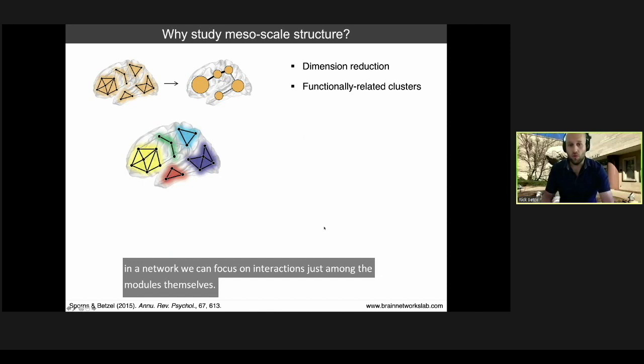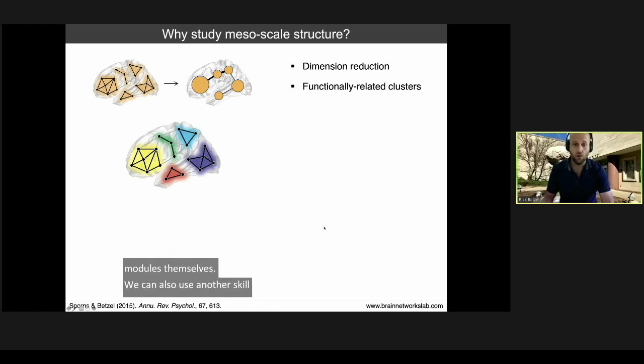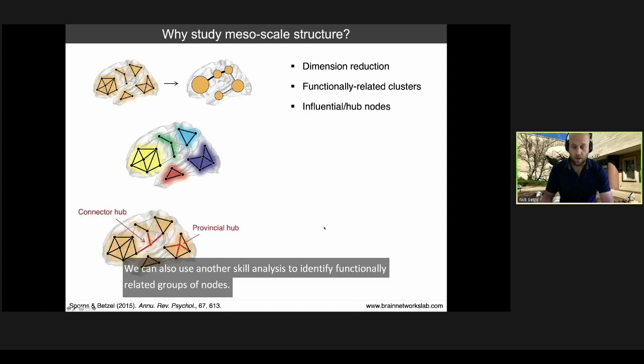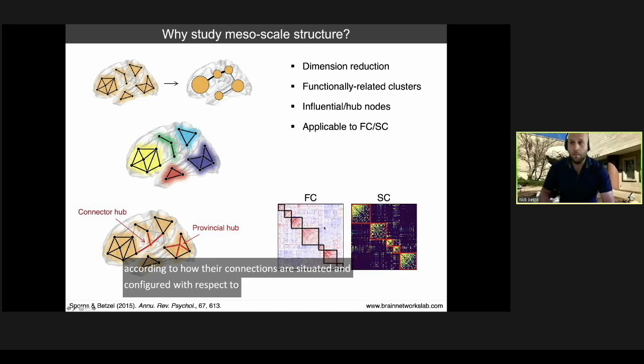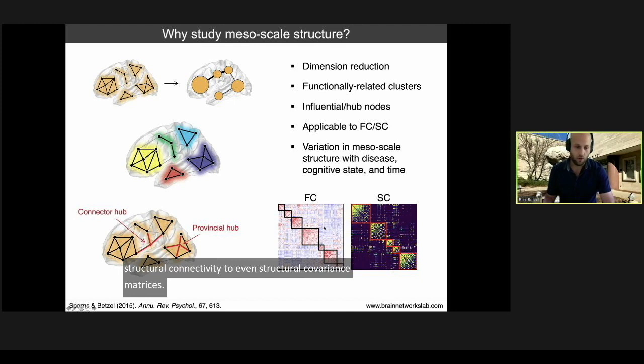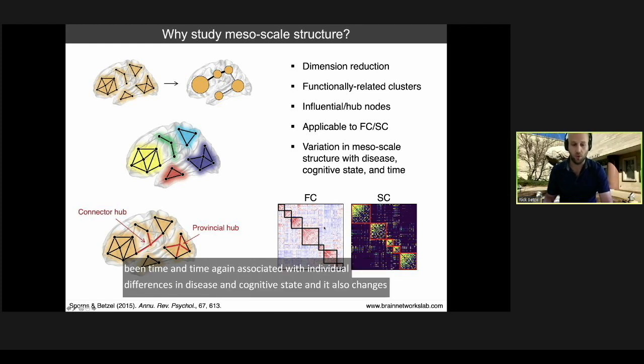We can also use mesoscale analysis to identify functionally related groups of nodes. Based on the subnetworks, based on the mesoscale structure, we can also classify influential or hub regions according to how their connections are situated and configured with respect to the modules and communities. We can analyze the mesoscale structure of different imaging modalities, from functional connectivity to structural connectivity to even structural covariance matrices. And of course, individual variation in mesoscale structure has been time and time again associated with individual differences in disease and cognitive state, and it also changes across time. So there's a lot of reasons we want to focus on the brain's mesoscale structure.